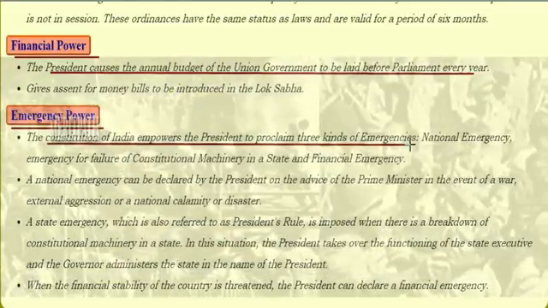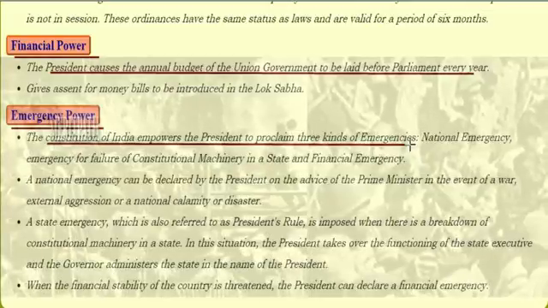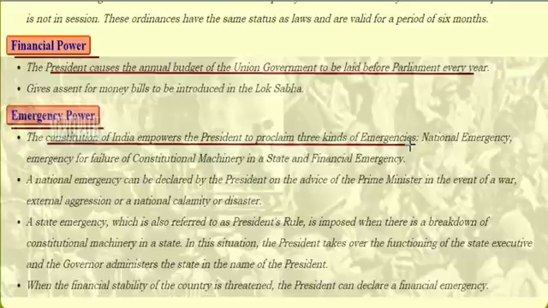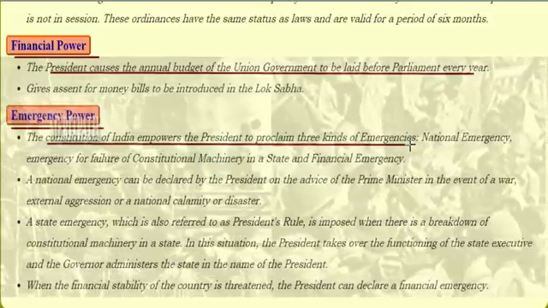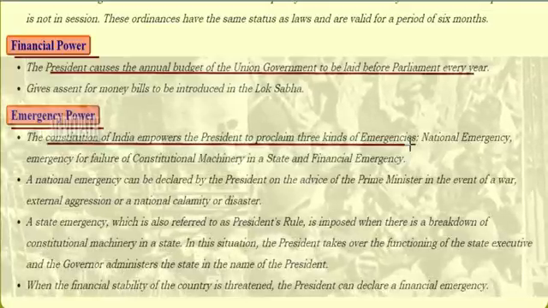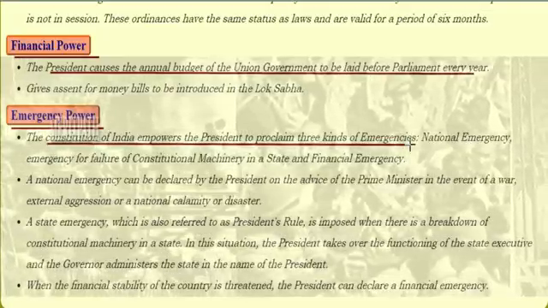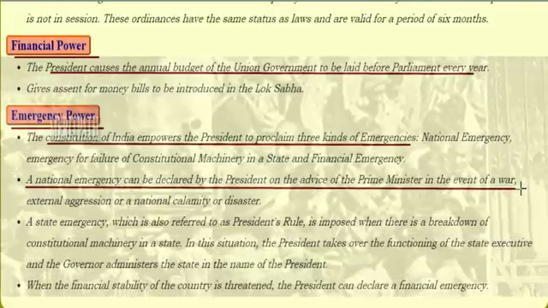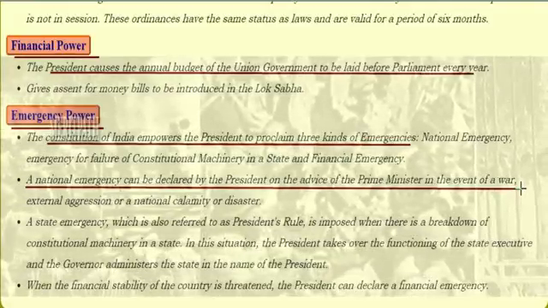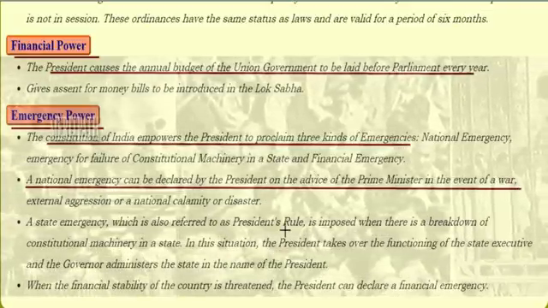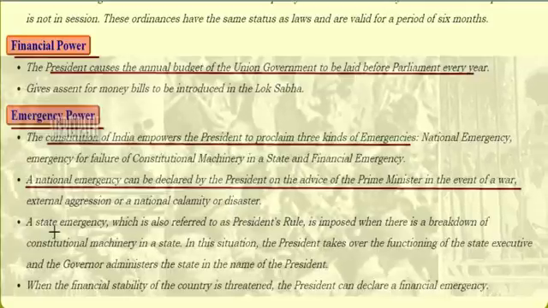Emergency power. The Constitution of India empowers the President to proclaim three kinds of emergencies: national emergency, emergency for the failure of constitutional machinery in a state, and financial emergency. A national emergency can be declared by the President on the advice of the Prime Minister in the event of a war, external aggression, a national calamity, or a disaster.